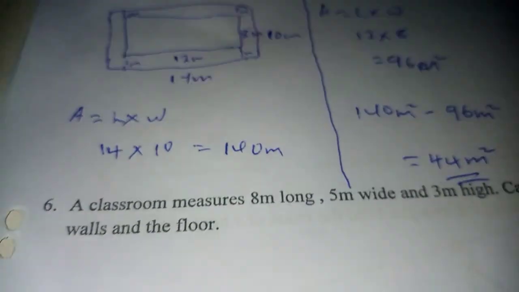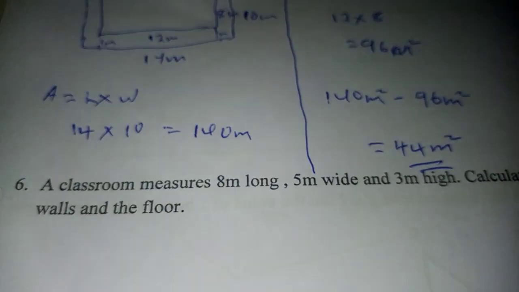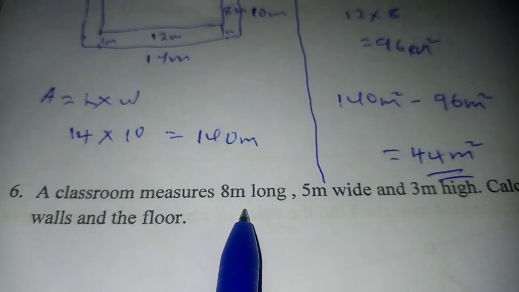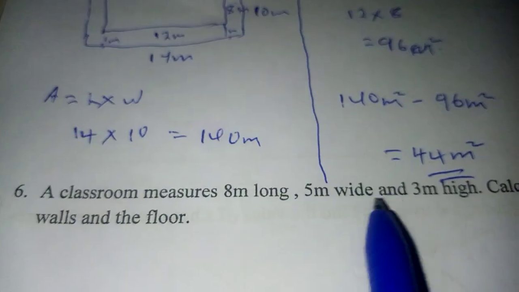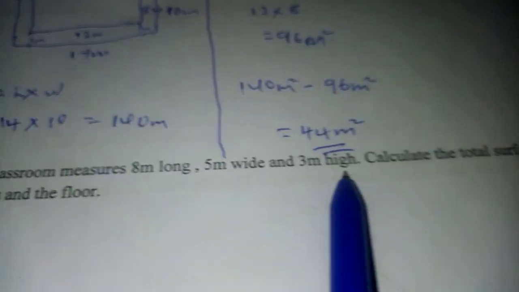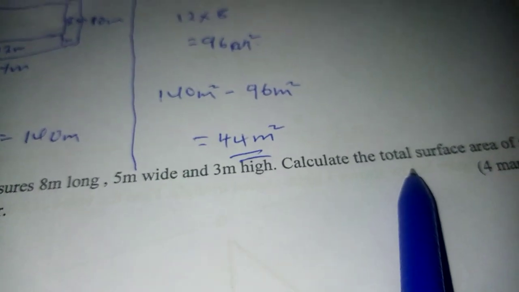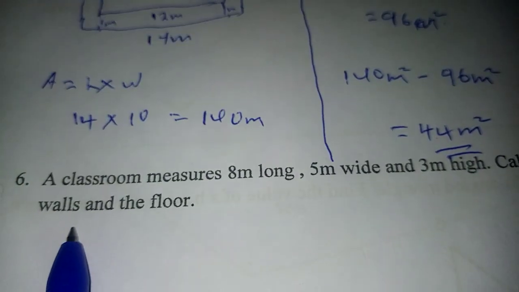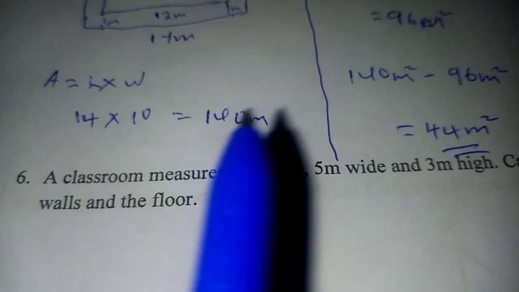So let's have question 6. A classroom measures 8 meters long, 5 meters wide, and 3 meters high. Calculate the total surface area of all walls and the floor.